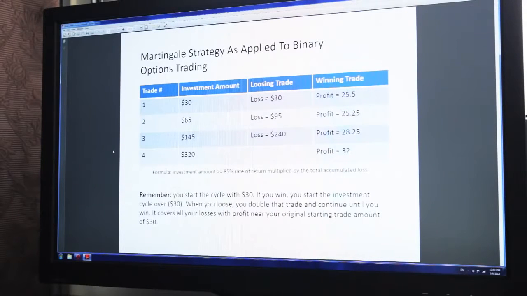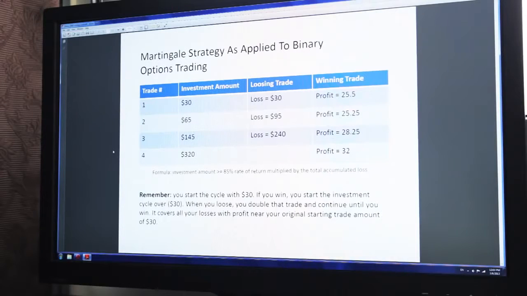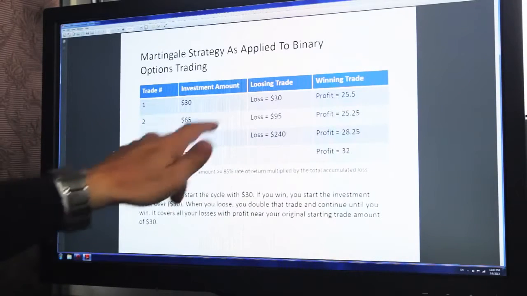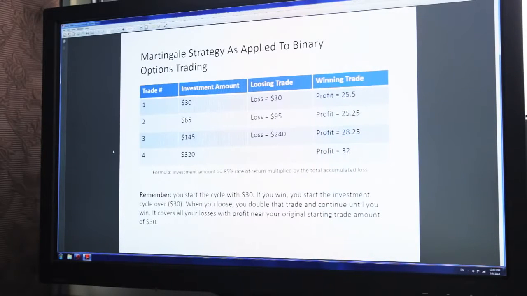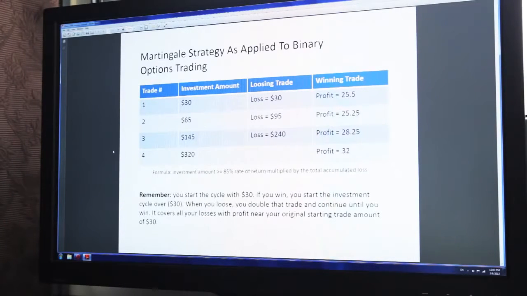If we lose, now we have to recoup our original losing trade of $30, which means we have to now deposit $65. The $65 is going to cover our initial investment of $30 plus the $65, and at an 85% payout rate, we're going to get $25.25. Okay? Let's say we lose again. If we lose again, we're going to have to now deposit $145 to cover our loss of $65 and $30, and with an 85% payout rate, it gives us a profit of $28.25.